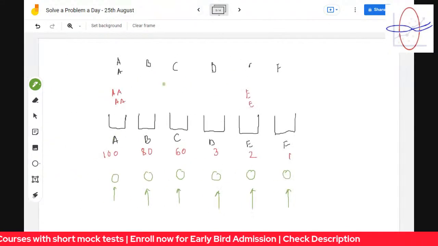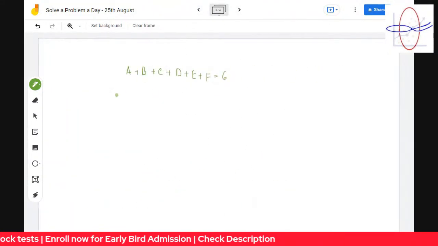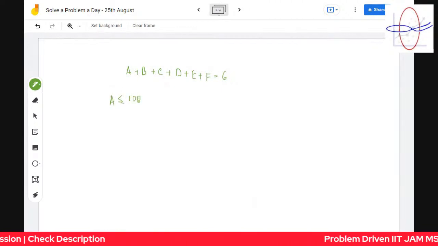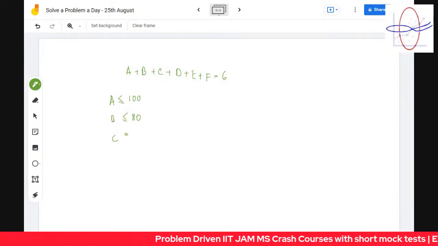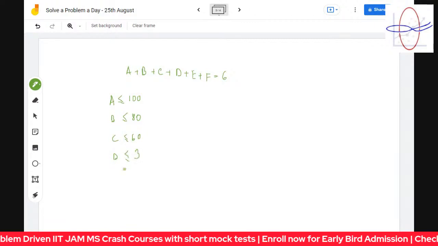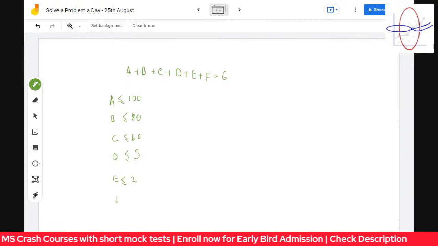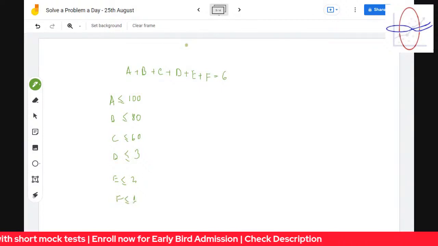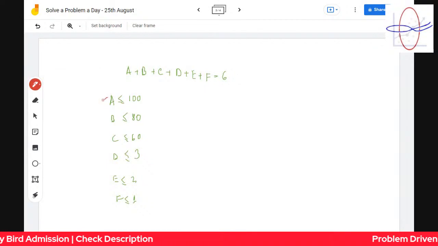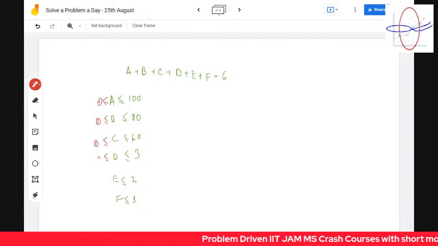Counter A, counter B, and so on: the number of balls you're taking from each counter, with the constraints that A ≤ 100, because there are at most 100 balls of A, B ≤ 80, C ≤ 60, D ≤ 3, E ≤ 2, and F ≤ 1. This is the idea. So we need the number of solutions. Also, we need A ≥ 0, B ≥ 0, C ≥ 0, D ≥ 0, E ≥ 0, F ≥ 0.